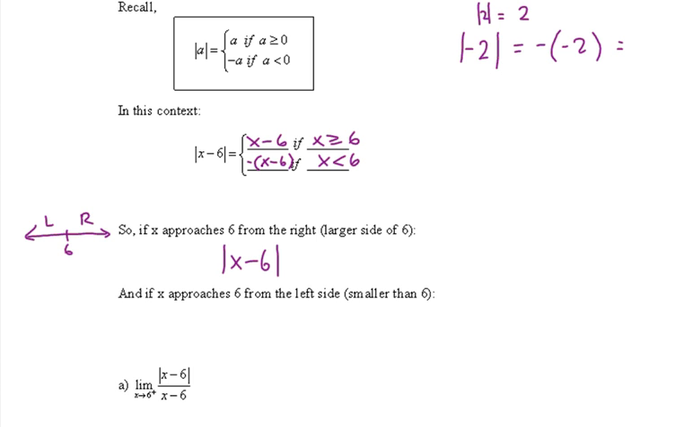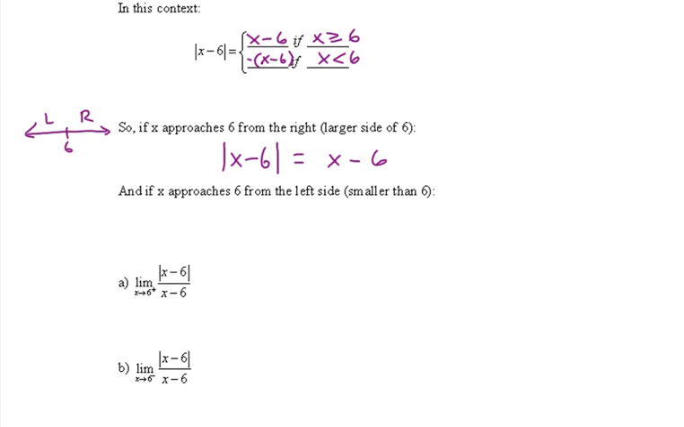Okay, so when it's larger than 6, it's just equal to x minus 6, right? It was positive, so we don't need the absolute values. Guys, you with me? So when it was greater than 6, we didn't need the absolute value, we just dropped the bars because it's positive. If it was less than 6, from the left side of 6, however, it was going to be what kind of number? Negative. So in that case, it's equal to negative (x minus 6).